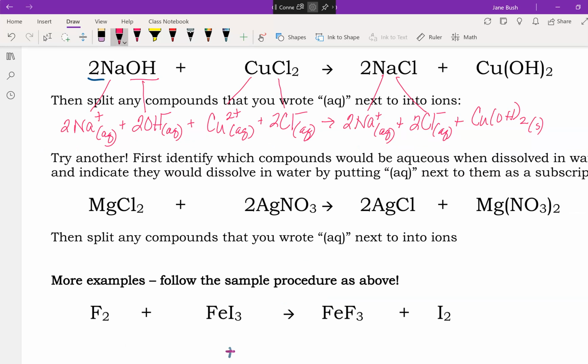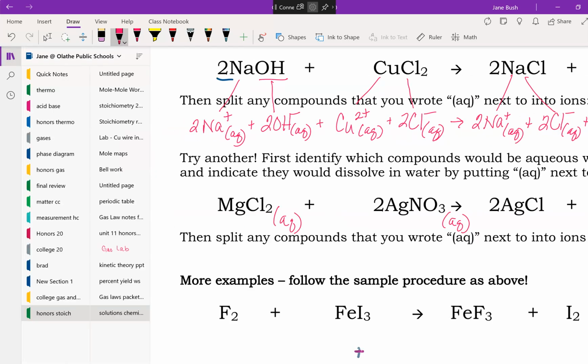Next one, split any compounds, or let's see, first of all, let's do what's aqueous. Is magnesium chloride going to be aqueous? Yes. So silver nitrate is aqueous because we just used this last week. What about silver chloride? No.